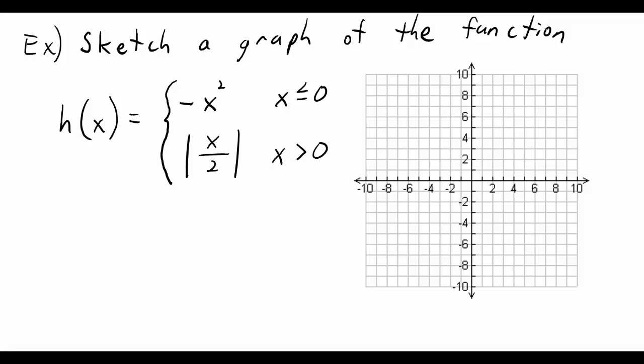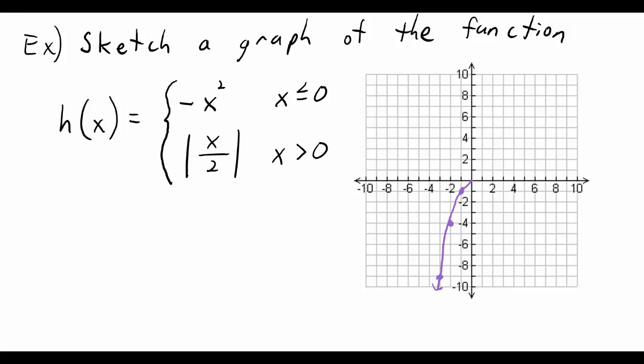So when the x's are negative, our graph is going to be an upside-down parabola. So that will be negative 1 and negative 1. When x is negative 2, y will be negative 4. When x is negative 3, y will be negative 9. There's our upside-down parabola.